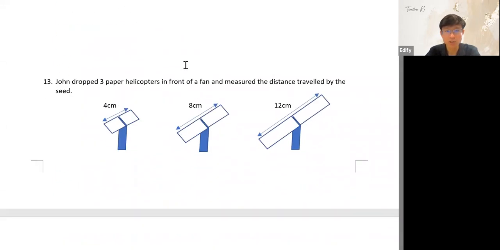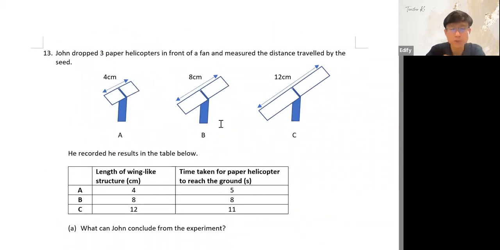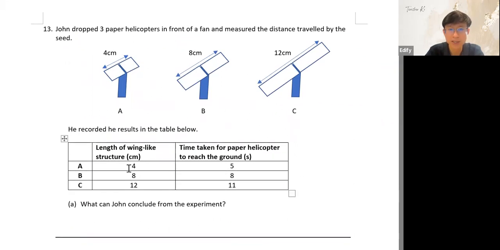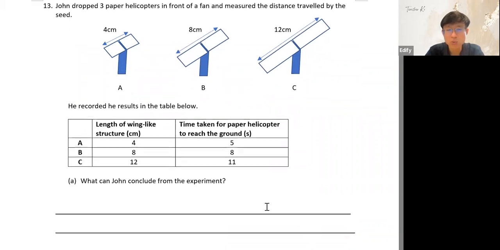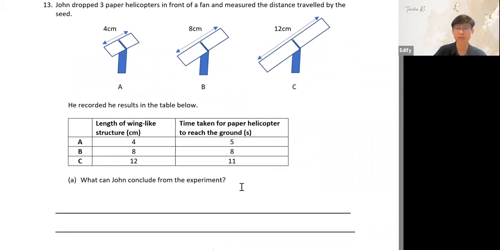Okay, question 13. John dropped 3 paper helicopters in front of a fan and measured the distance traveled by the seed. He recorded the results shown in the table below: the length of wing-like structure and the time taken for the paper helicopter to reach the ground. So what can John conclude from the experiment? Now, underline the word conclude. What does conclude mean? Conclude means to give a relationship answer.